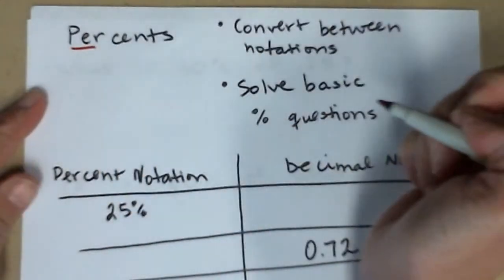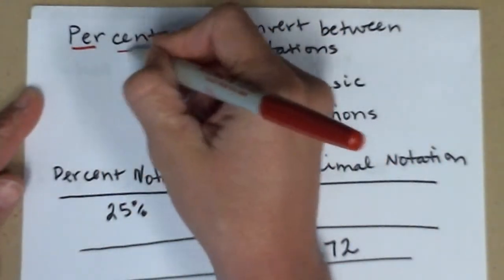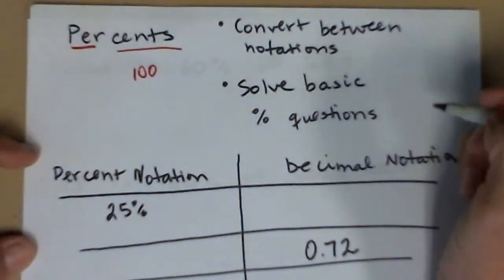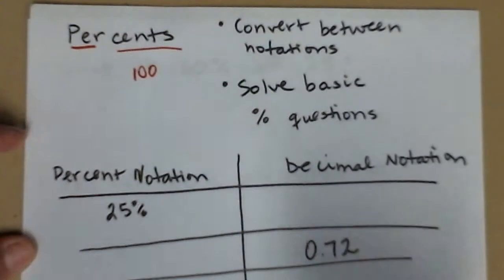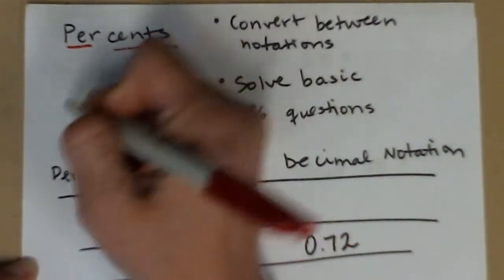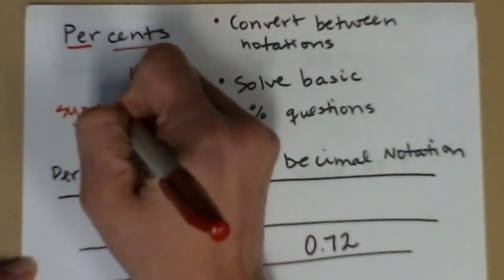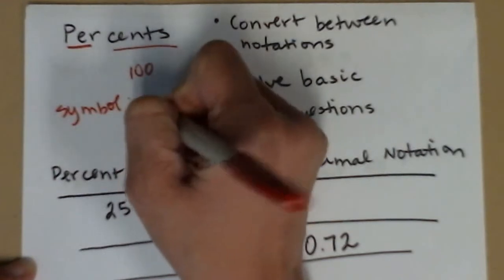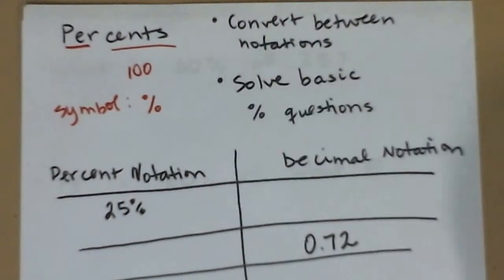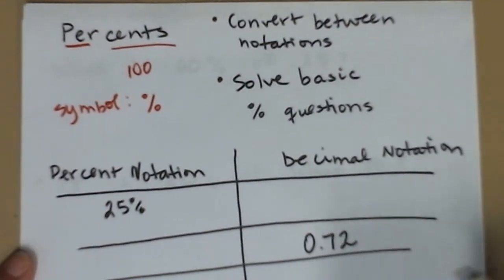It's per, for each, and then cent is our way that we say 100. So how many per 100? The symbol for a percent is the line with the 2 little dots, and I will use that instead of writing percent most times.